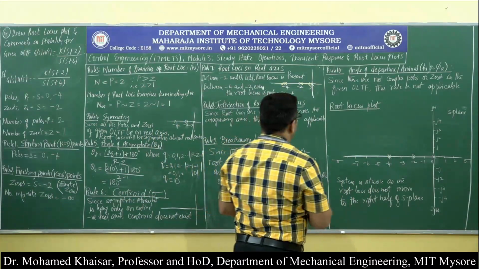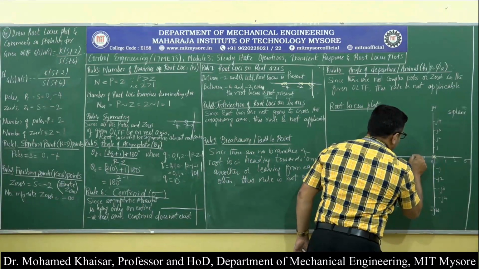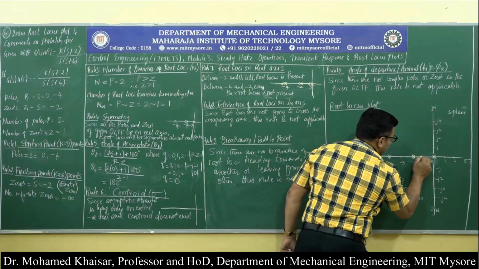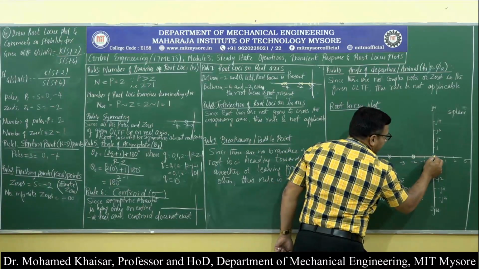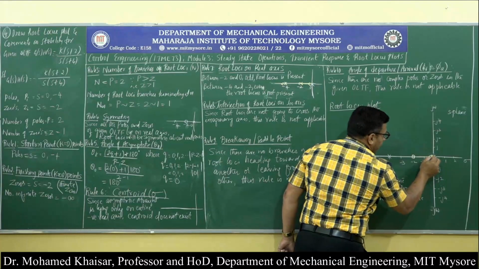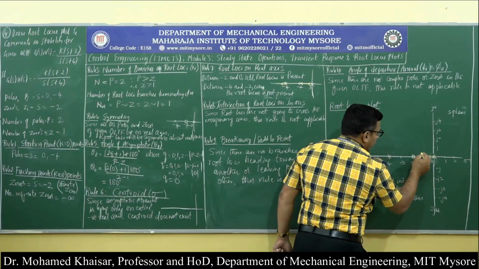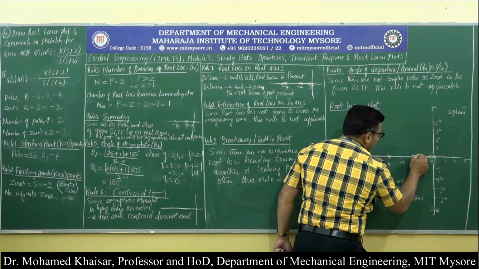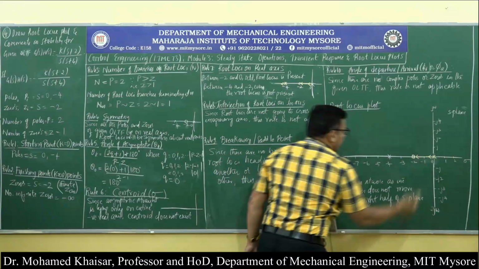Root locus exists between -2 and 0. So this is a pole, this is a zero. Between -2 and 0, root locus will be existing. As we know, this is a pole, so root locus will start from here, so the arrow will be leaving the pole. And this is a zero, so root locus will be terminating at the zero, so the arrow will be towards the zero. So root locus has started here and terminated here.